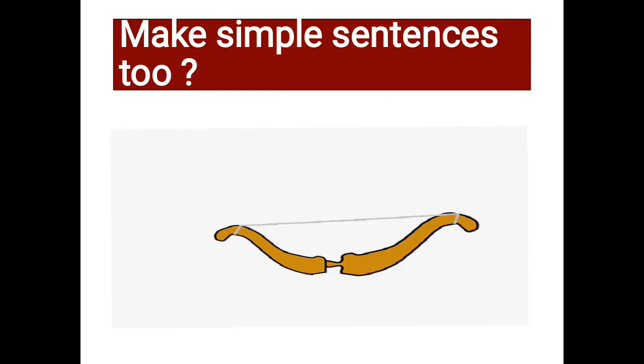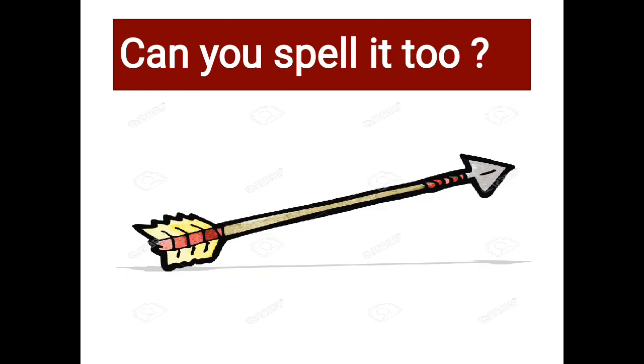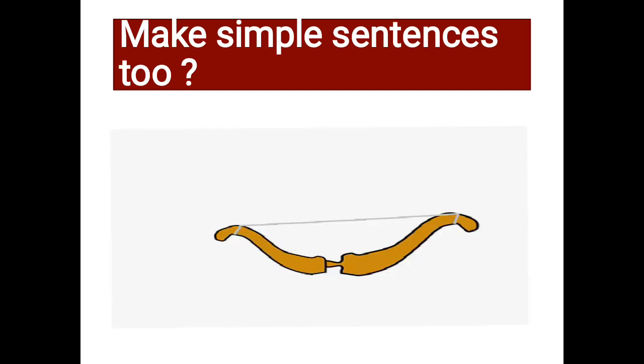Let's look at another picture. What about this one? Can you spell it too? Do you know this? Can you identify this picture? Yes, it's an arrow. Very good. Arrow. Can you sound it? Can you spell it? You should be able to spell it. Oh, there's a digraph at the end of that word. Let's spell it together. A-R-R-O-W. Arrow.